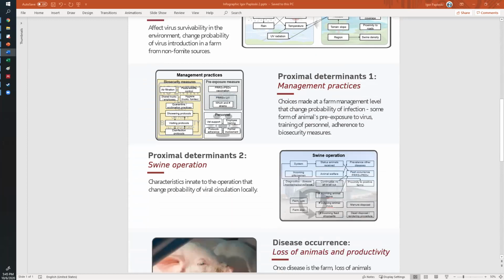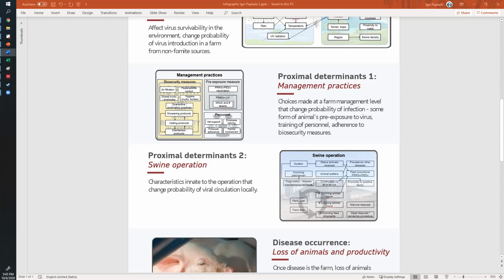Two big types of proximal determinants were identified: management practices and swine operation. Management practices were related to choices made at management level that change the probability of infection in the farm. For example, training of personnel in the farm, adherence to biosecurity measures. On the other hand, swine operation factors are characteristics innate to the system, to the swine operation, but that do affect the probability of virus circulation.